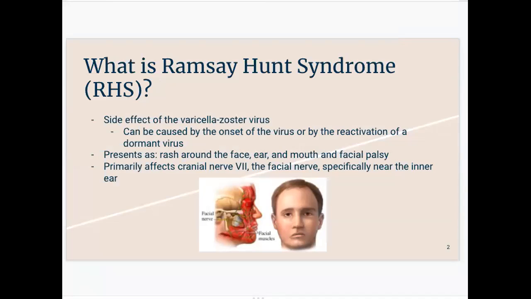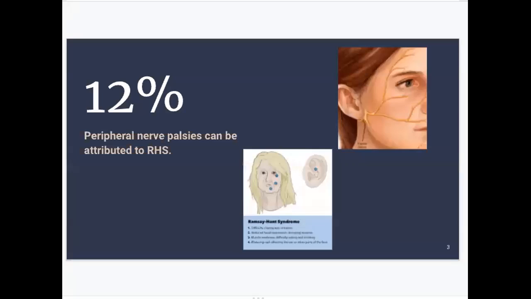RHS presents as a rash around the face, ear, and mouth, and it also presents as facial palsy. It primarily affects the facial nerve near the inner ear. 12% of peripheral nerve palsies can be attributed to RHS. Peripheral nerve palsies are a type of nerve disorder that can result from trauma, injury, nerve compression, a genetic disorder, or a disease. In this case, RHS arises from the reactivation of the virus in the facial nerve, which I'll talk about more later. To the right is an image of common symptoms associated with RHS and an image of the facial nerve and how close it is to the inner ear.